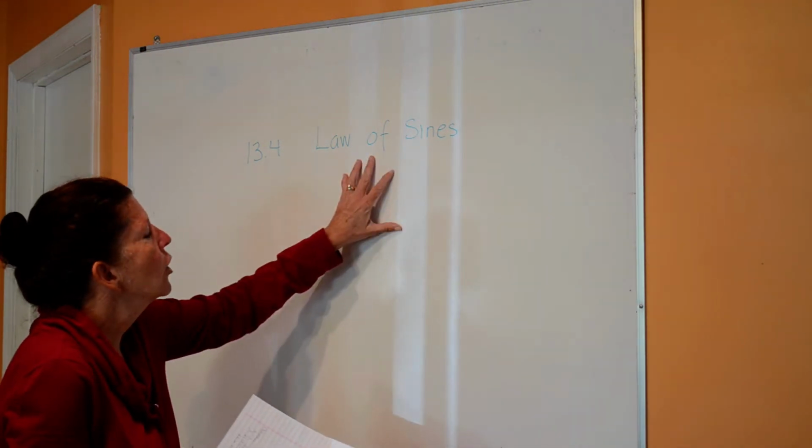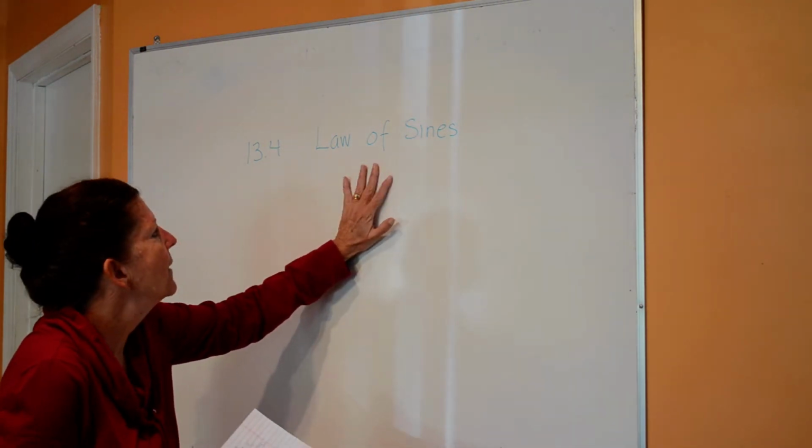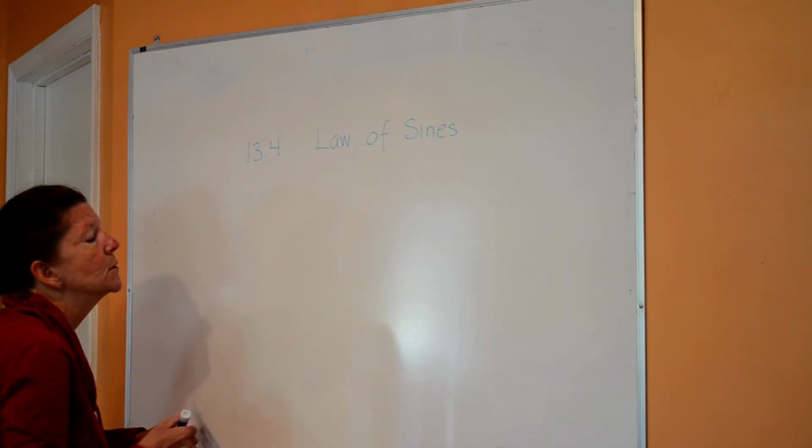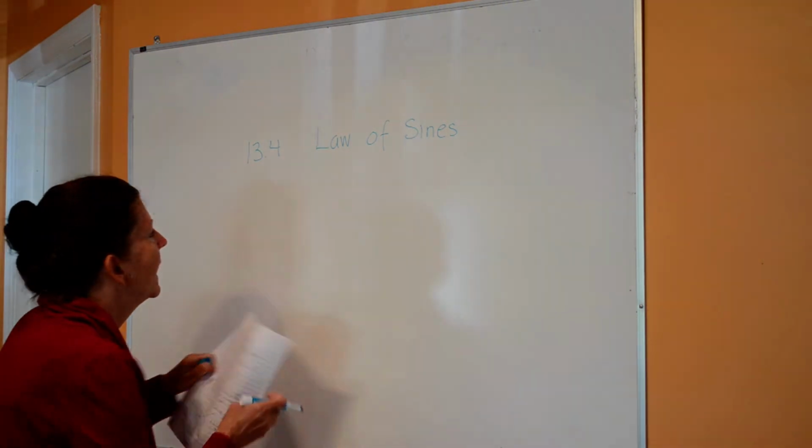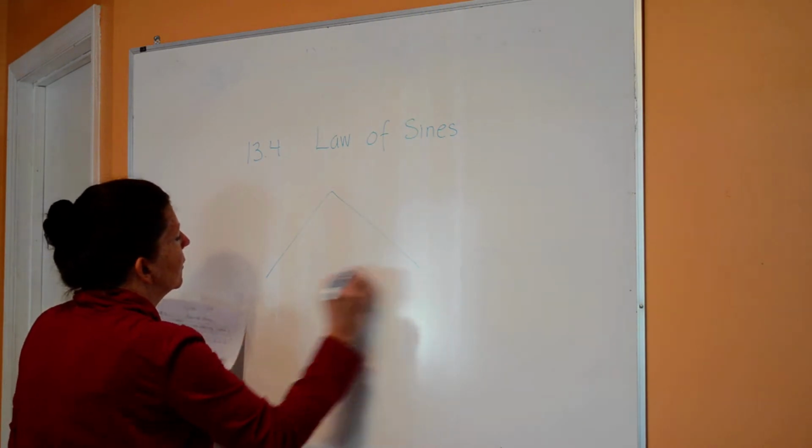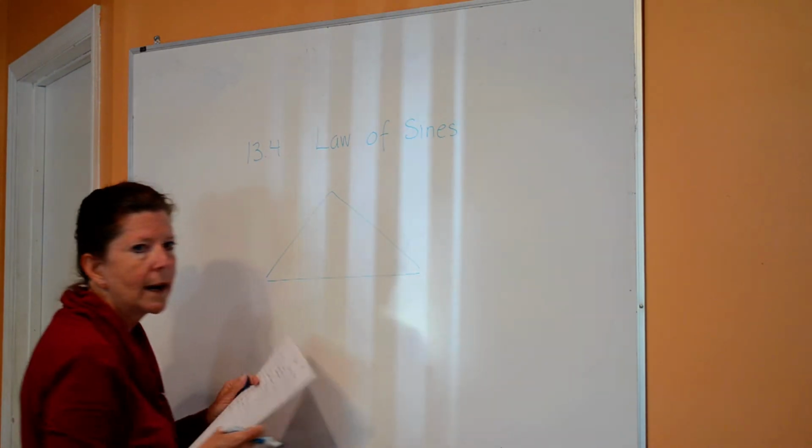Part of the way is called law of sines. So we're going to learn about that. But the very first thing we're going to do is talk about how to find the area of a triangle that is not a right triangle.